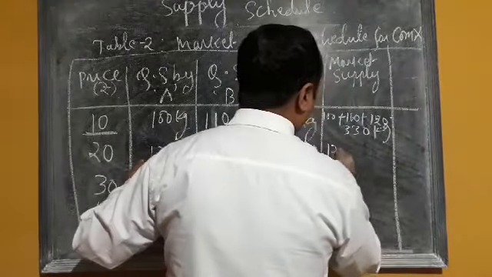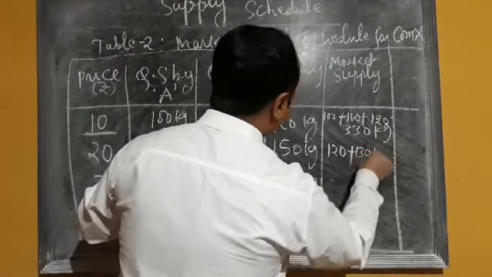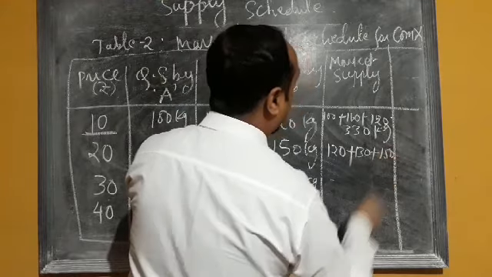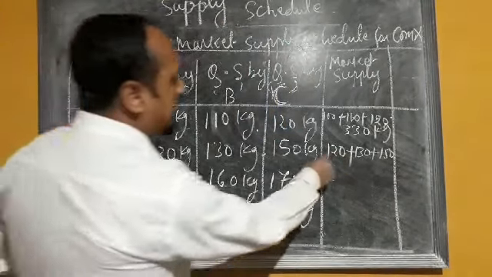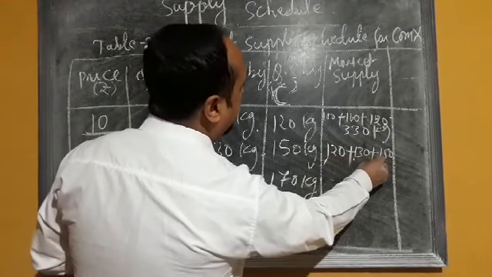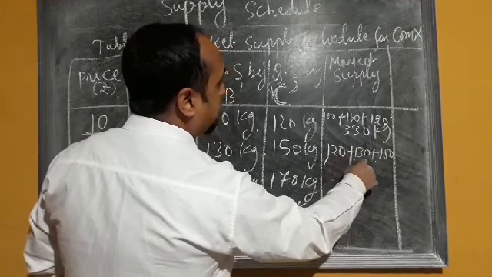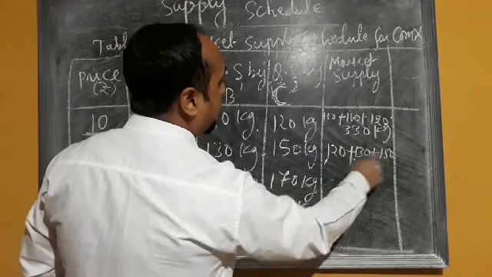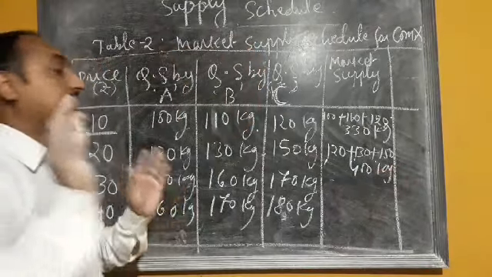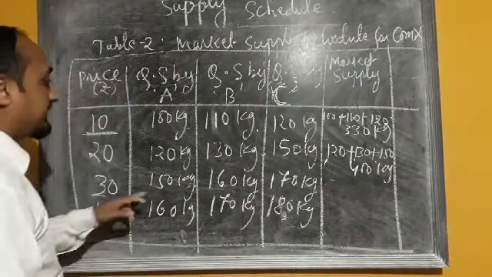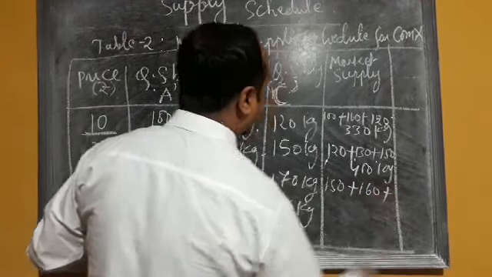Similarly when the price is 20, what is the total quantity supplied in the market? 120 plus 130 plus 150. So how much is the quantity supplied here? 400 kg.